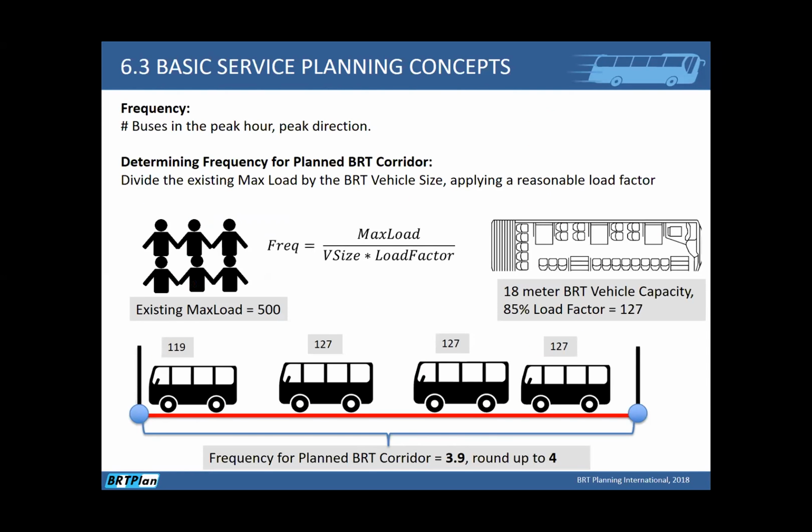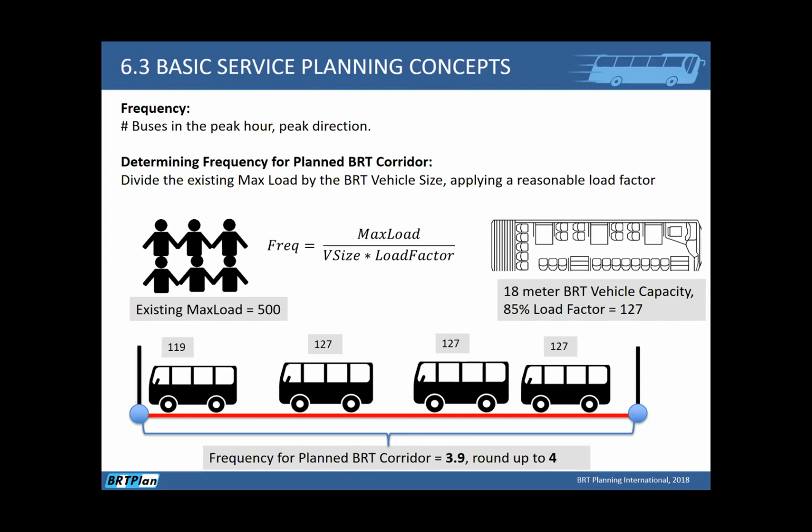Okay, the next slide. So the next thing you can do is figure out what your frequency would be on that corridor. So you've found your critical link on your corridor. You've found what the maximum load is on the critical link. And it's easy at that point just to figure out what the frequency will be by simply dividing the maximum load for the peak hour by the capacity of the bus adjusted for that 85% load factor.